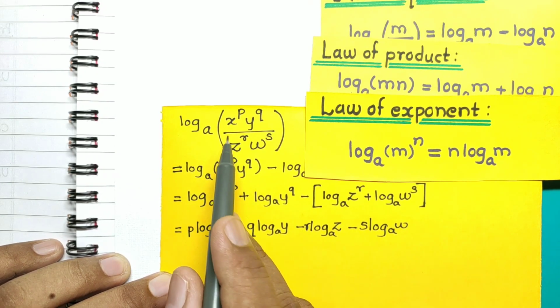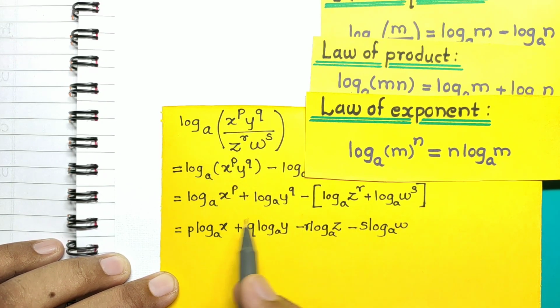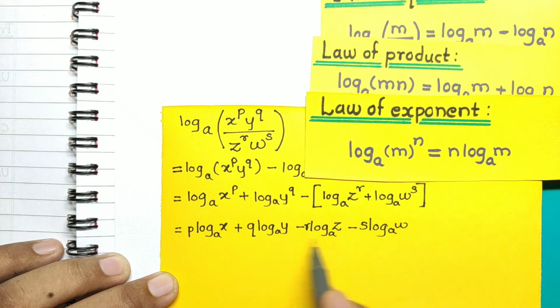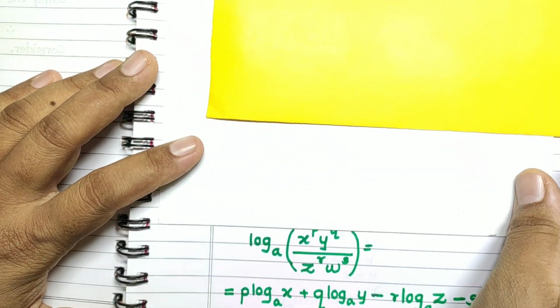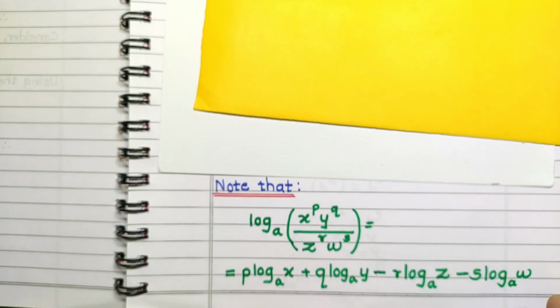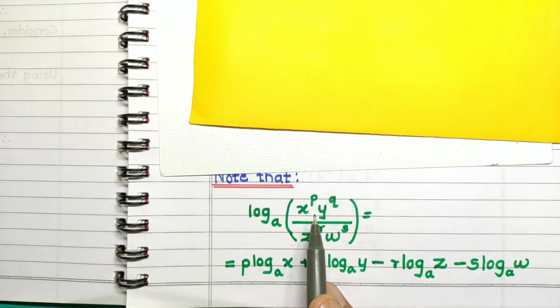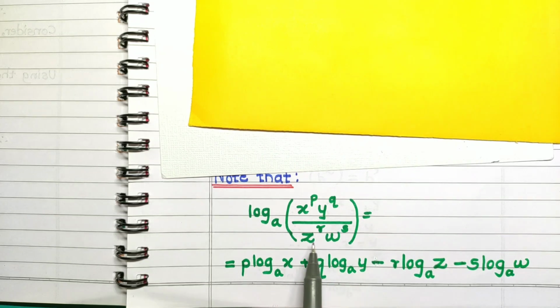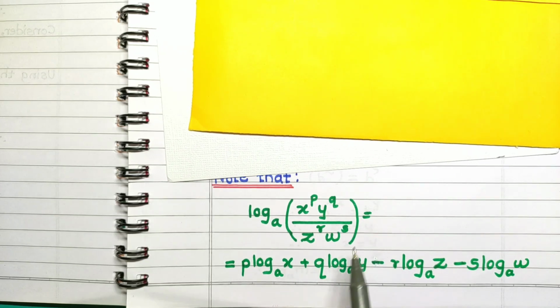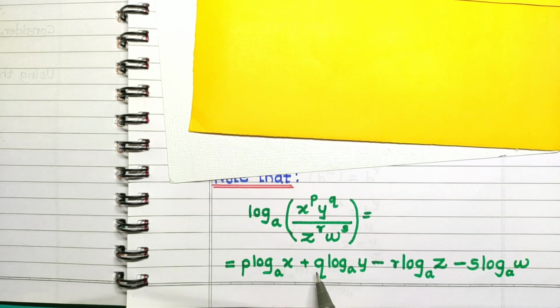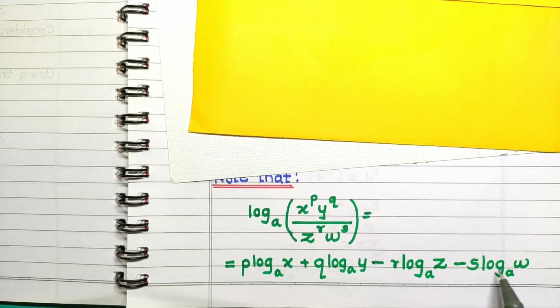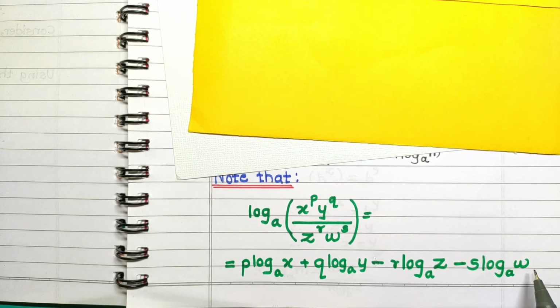So we have simplified this term using these three laws like this. Here you note that we can write this term, log of x raised to p into y raised to q upon z raised to r into w raised to s, as p into log x plus q into log y minus r into log z minus s into log w. All terms have base a.